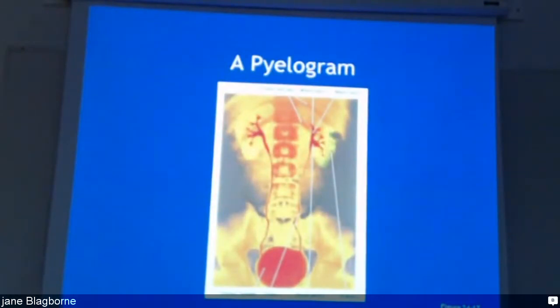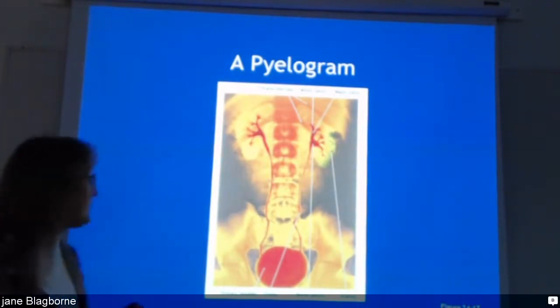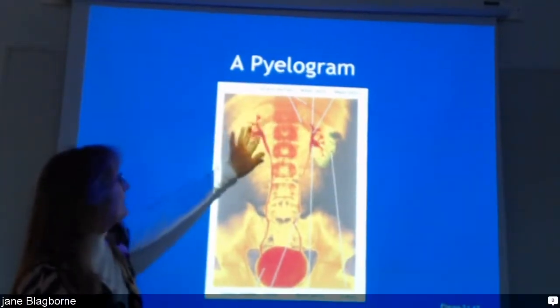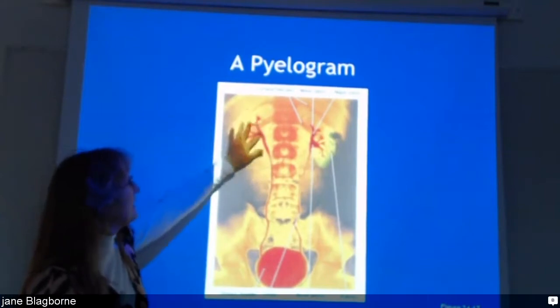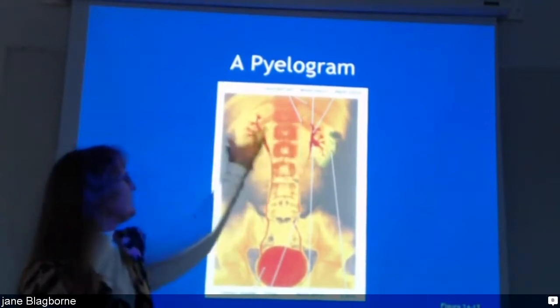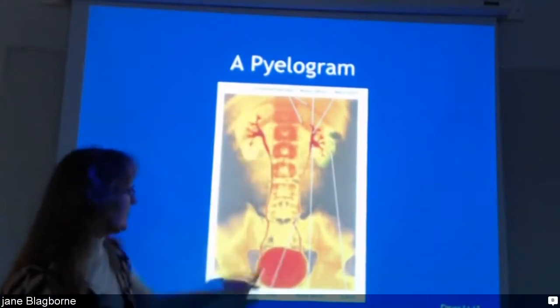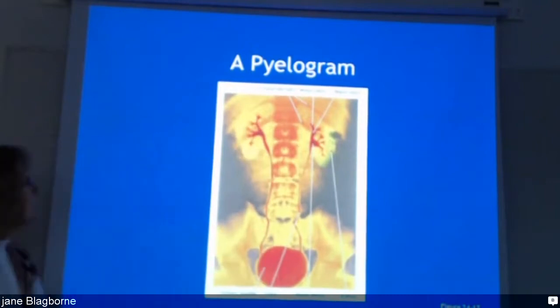So this is an intravenous pyelogram, or an IVP is what they're called. It's injecting a radiopaque substance into the bloodstream that outlines the kidney calyces. You can see here the little tree-like things, the ureters and the bladder. So that's what you'd see if you had an IVP ordered. That's what you're ordering: visualization of the urinary tract.